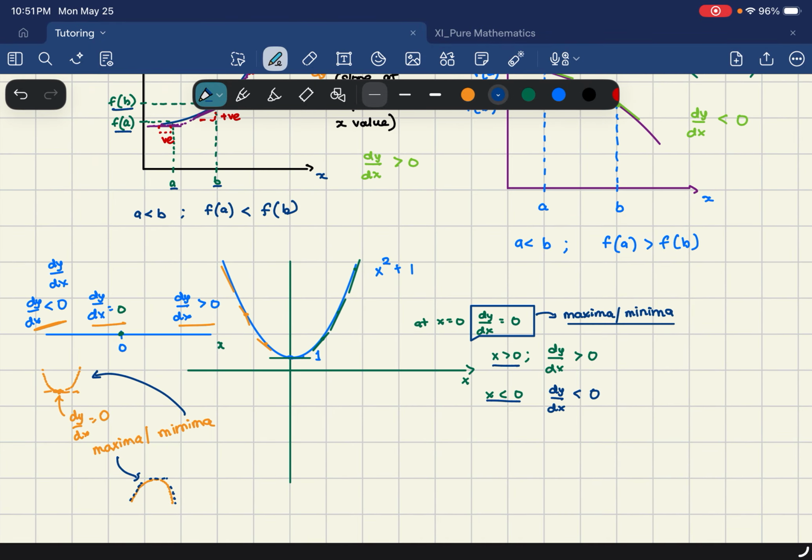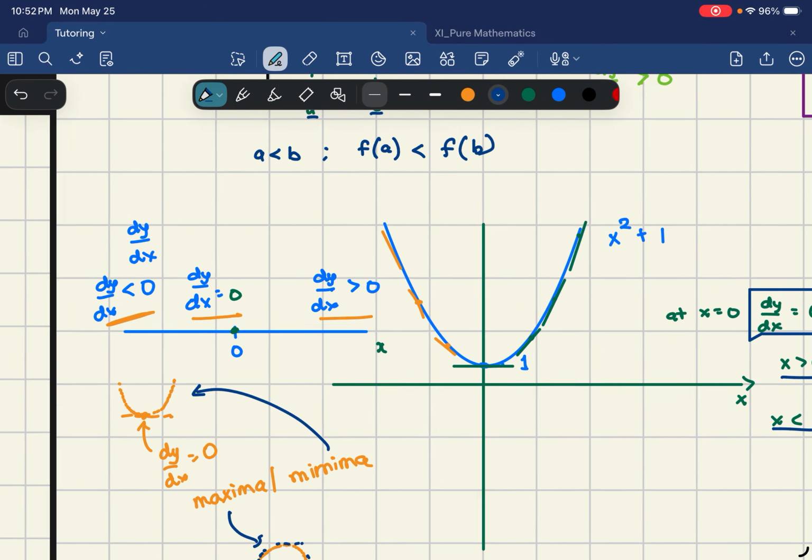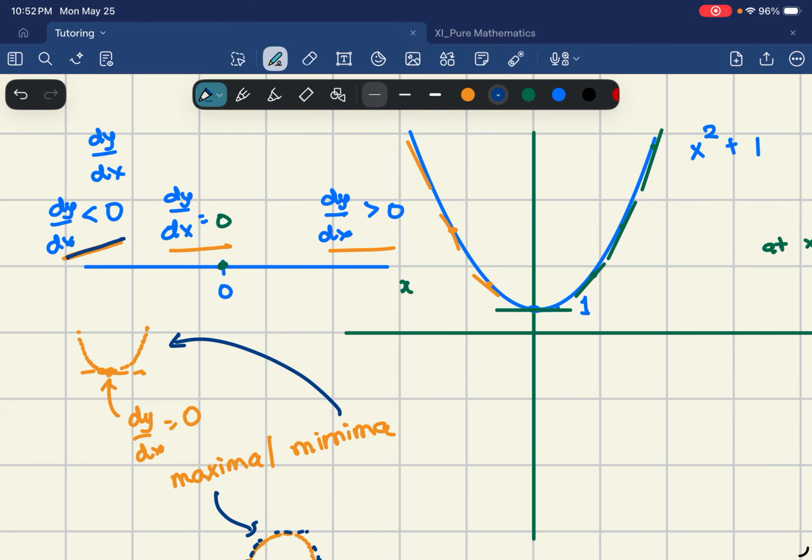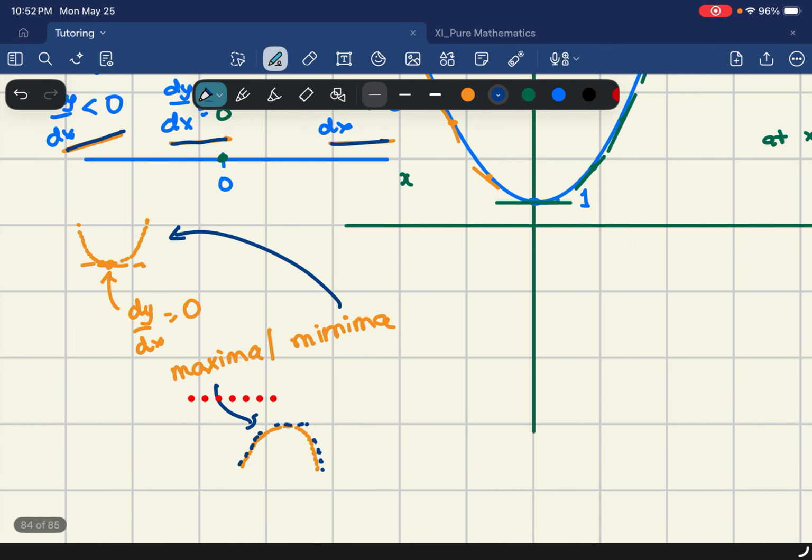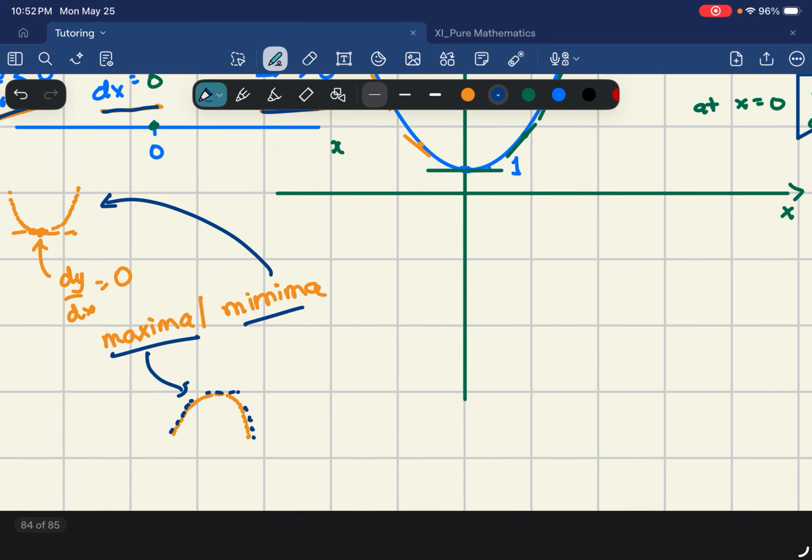If dy by dx is equal to 0, that indicates you either have a local minimum or a local maximum point at that place. And basically, on either side, there has to be a change. So like this, we went from a tangent line that is negative, it became 0, and then it became positive, right? So there has to be a change in the increasing or decreasing nature of a function for you to consider it to be a maxima or a minima, right?